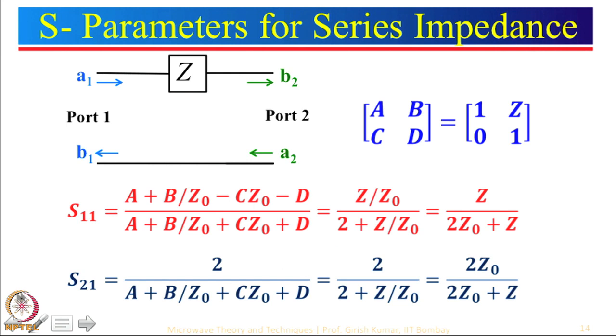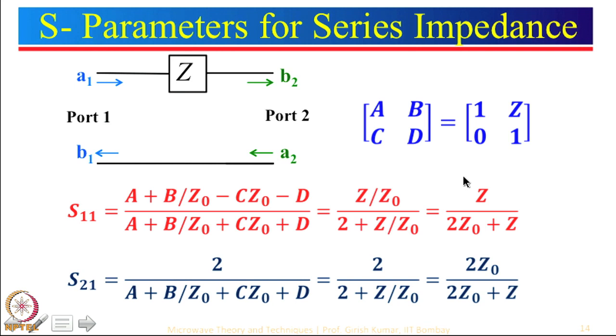Now, we will try to find out S21 using the same concept of the ABCD parameter to S parameter transformation. So, the formula is given by this here. So, this 2 remains 2 and the denominator will be same as what we had over here, which is 2 plus Z by Z0. If we now multiply by Z0, that will be 2Z0 divided by 2Z0 plus Z. So, these are the S11 and S21. Since the network is symmetrical as well as reciprocal, we can say that S11 will be equal to S22 and S21 will be equal to S12, which will be same as this here.